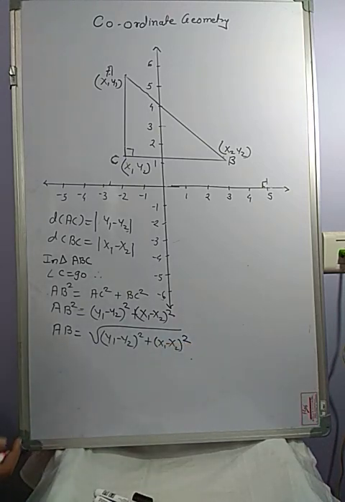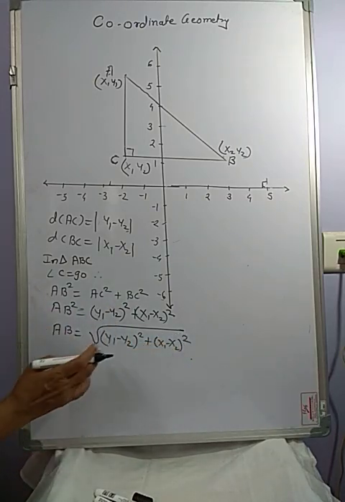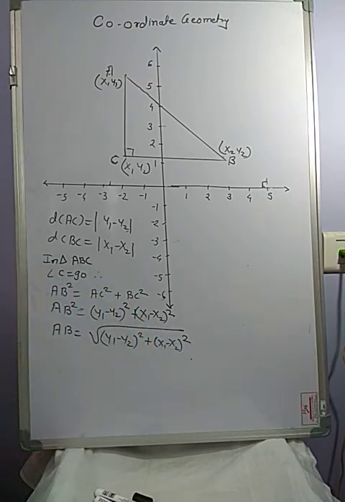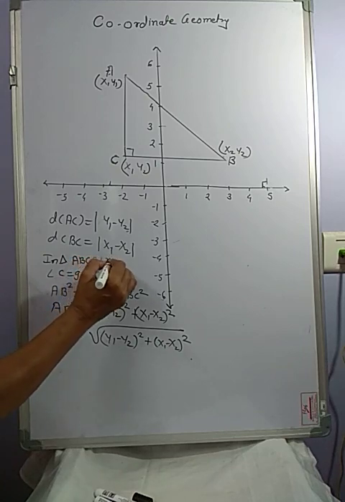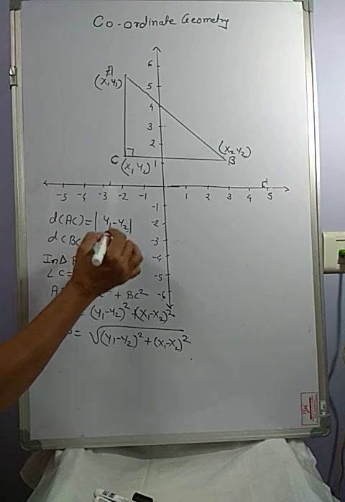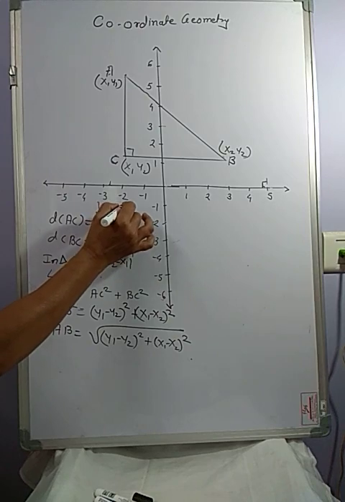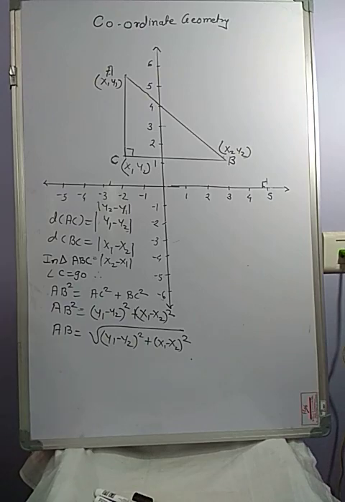Will it make any change if I take here y2 minus y1 and x2 minus x1? No, because there is a modulus sign. It also does not affect the value if I take here y1 minus y2 and here x2 minus x1, because we know that modulus of x1 minus x2 is equal to modulus of x2 minus x1. Both are the same. Or here also, modulus of y2 minus y1 is equal to modulus of y1 minus y2. It does not change.